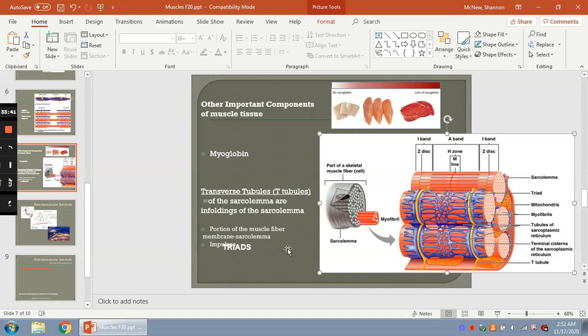Okay, now, what is the T-tubule? It is the T-tubule of the sarcolemma. It's an infolding, a portion of the muscle fiber that infolds to the inside of the cell, inside of the muscle fiber. So that's the structure part of it. What is the function? The function of a T-tubule is to deliver impulses deep within the muscle fiber.